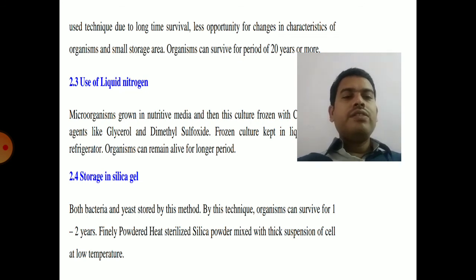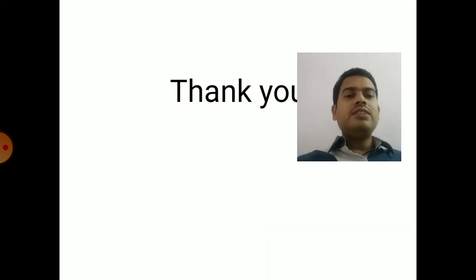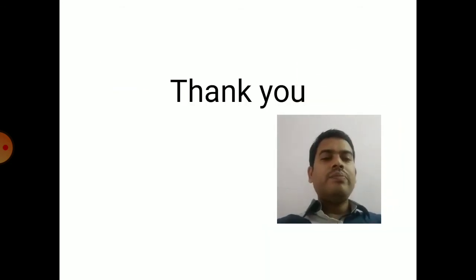So this is how you store or preserve the microorganisms using different methods. If you are going to preserve the microorganism for longer periods, the best methods are use of mineral oil, lyophilization or use of liquid nitrogen. So that is how you will isolate the microorganisms, identify the bacterial species, and store them using different methods of storage.